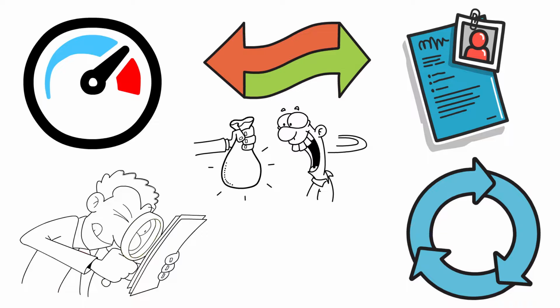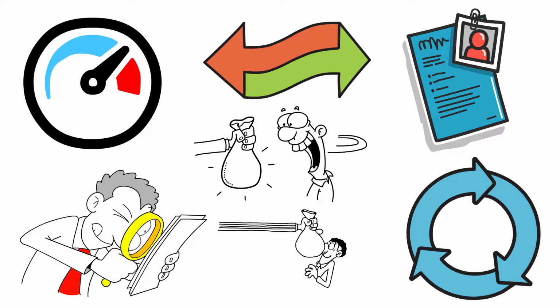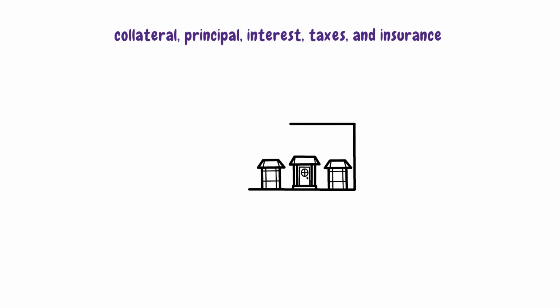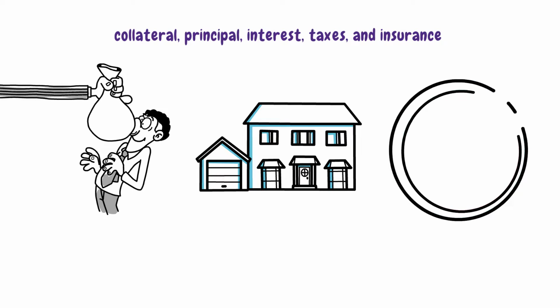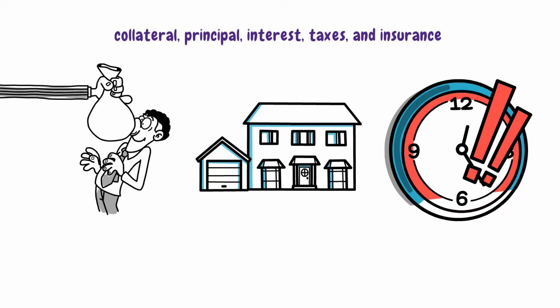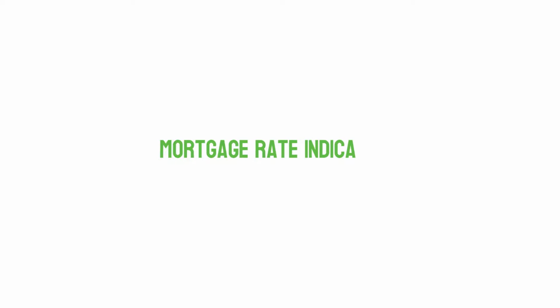The mortgage rate is a primary consideration for home buyers looking to finance a new home purchase with a mortgage loan. Other factors are also involved, which include collateral, principal, interest, taxes, and insurance. The collateral on a mortgage is the house itself, and the principal is the initial amount for the loan. Taxes and insurance vary according to the location of the home and are usually an estimated figure until the time of purchase. Mortgage rate indicators.